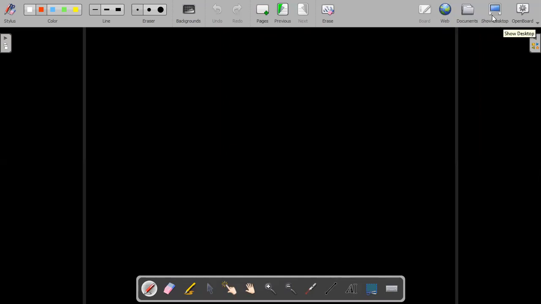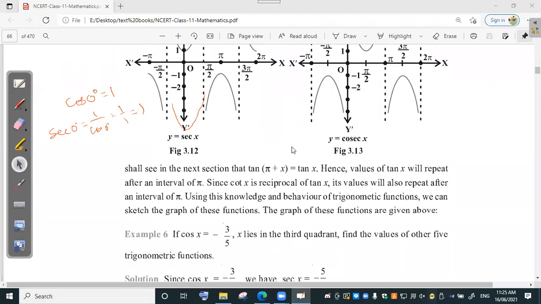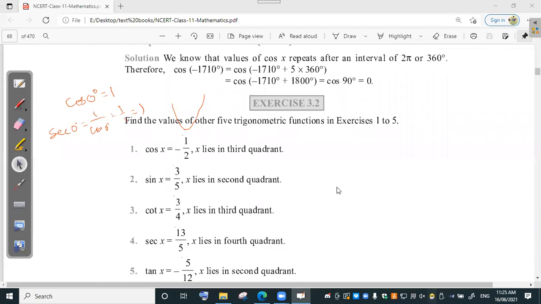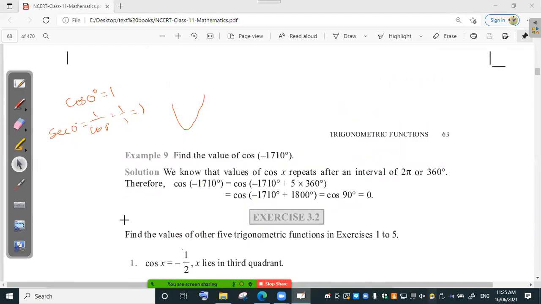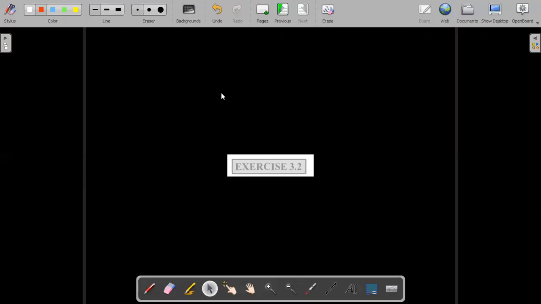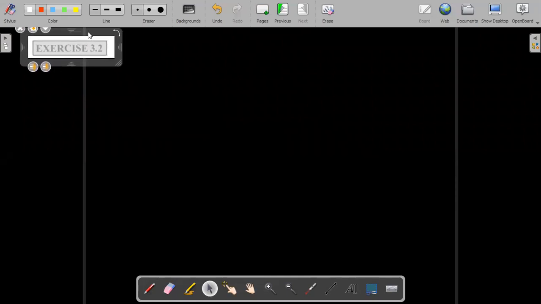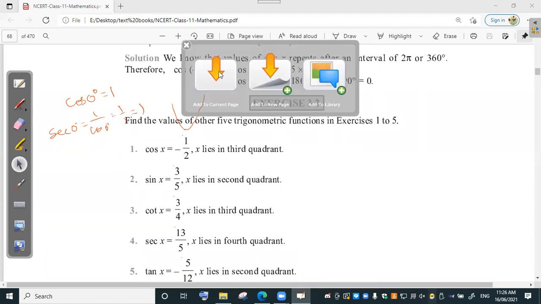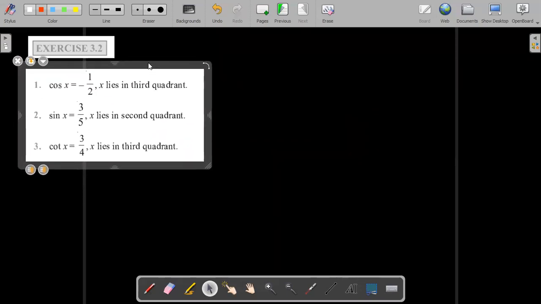Now we can start our exercise. As before also we have seen, now yes, exercise 3.2. We can start exercise 3.2. There we have to find the values of different trigonometrical ratios in different quadrants, so that you can remember where the values of the different trigonometrical ratios are negative, where it is positive as compared to the quadrant. So we can take some questions.